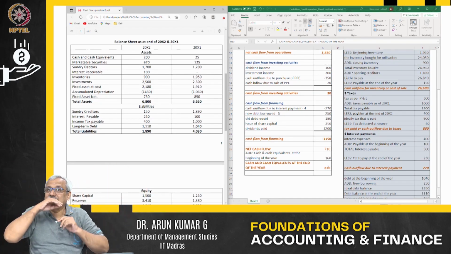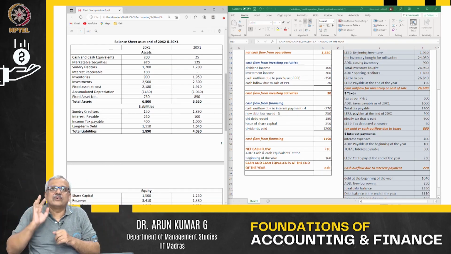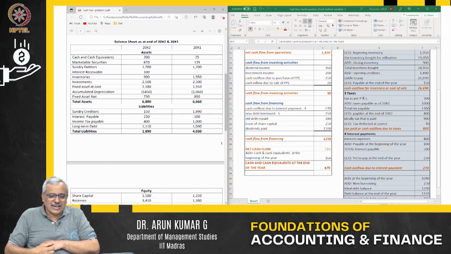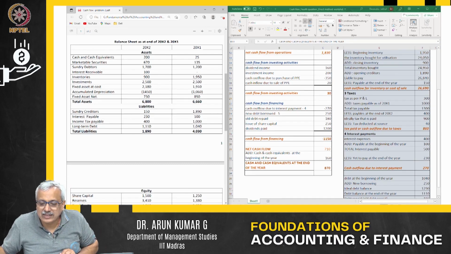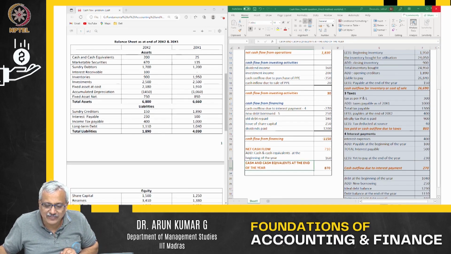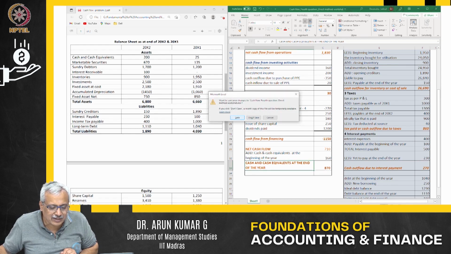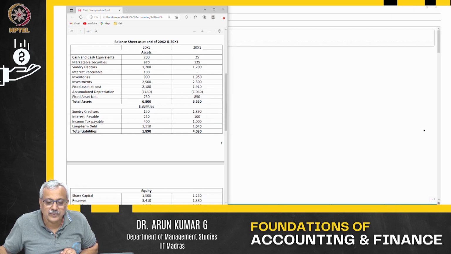This is what we call the direct method of doing cash flow. Let us try and see if we can do the indirect method also in this particular case. Let me close it. Okay, we will do the indirect method.